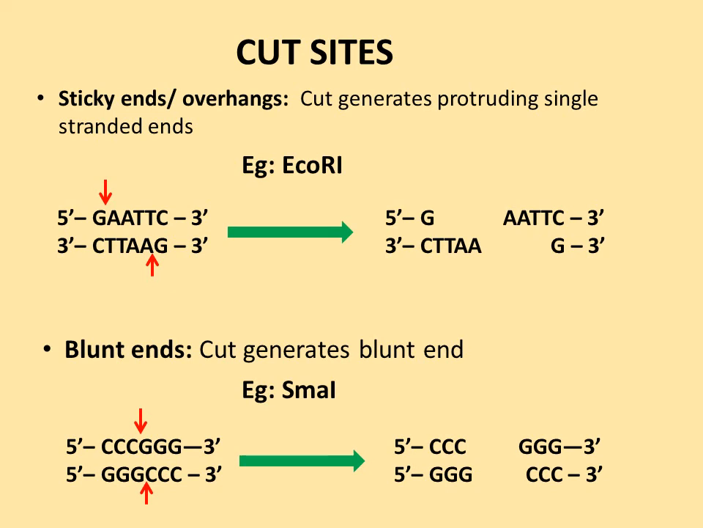Sticky end generating enzymes are of importance in RDT. That is because the overhang generated over here after digestion will help the DNA sequence to easily ligate to other DNA sequences having the complementary overhang. Whereas the ligation is not that easy in case of blunt end generating enzyme. Adapters and linkers will be required for ligation.